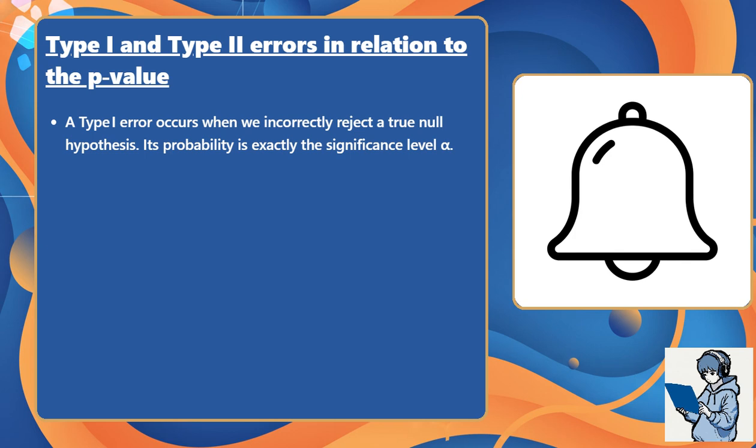A type 1 error occurs when we incorrectly reject a true null hypothesis. Its probability is exactly the significance level alpha. Probability of type 1 error equals alpha.